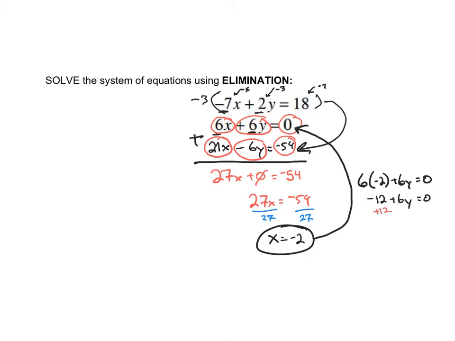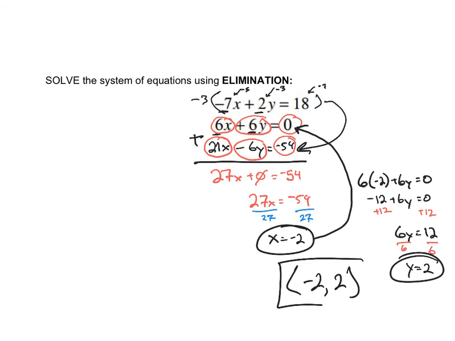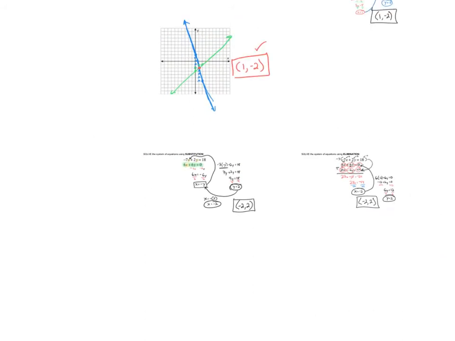Let's add 12 to both sides. So then you're going to get 6y is equal to 12. Let's divide by 6 on both sides. And so we're going to get y is equal to 2. Boom. There's our answer. Again, negative 2, 2. Right? So there you go. Elimination process. Just rocking and rolling through this thing.